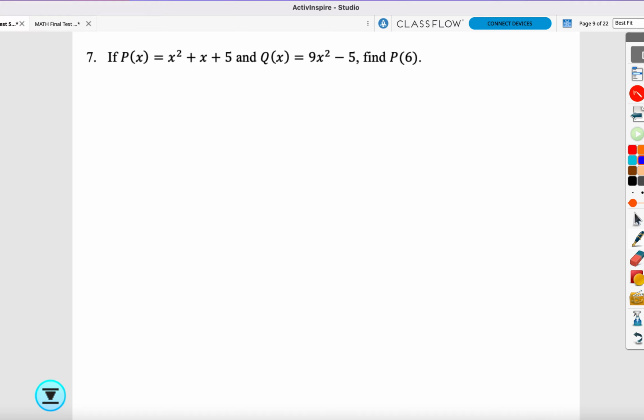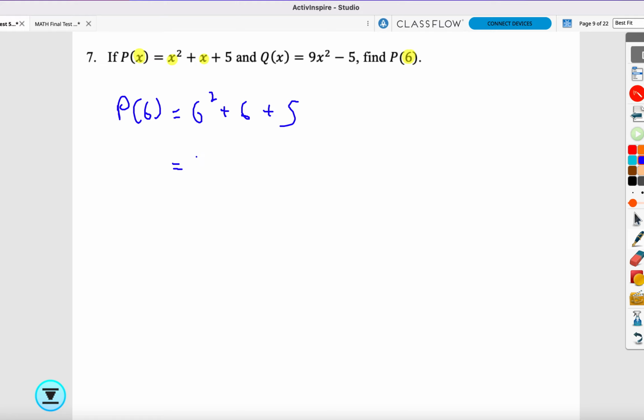If p of x equals x squared plus x plus 5 and q of x equals 9x squared minus 5, find p of 6. So they want you to find p of 6. We're going to use this formula here. Wherever there's an x, I'm going to plug in 6. So p of 6 is equal to 6 squared plus 6 plus 5.